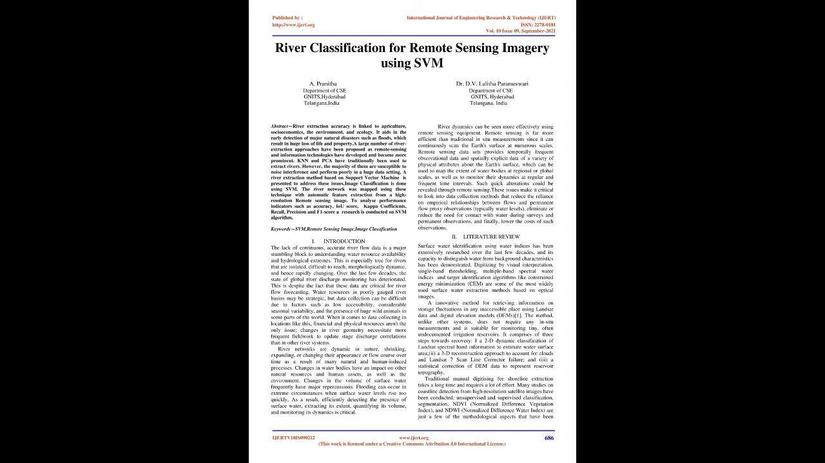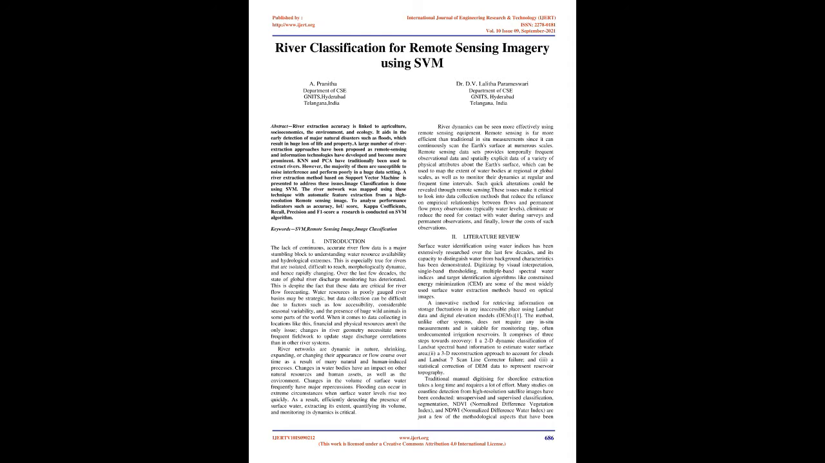Such quick alterations could be revealed through remote sensing. These issues make it critical to look into data collection methods that reduce the reliance on empirical relationships between flows and permanent flow proxy observations, typically water levels, eliminate or reduce the need for contact with water during surveys and permanent observations, and finally, lower the costs of such observations.